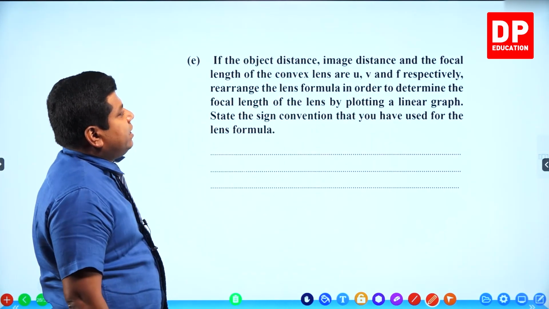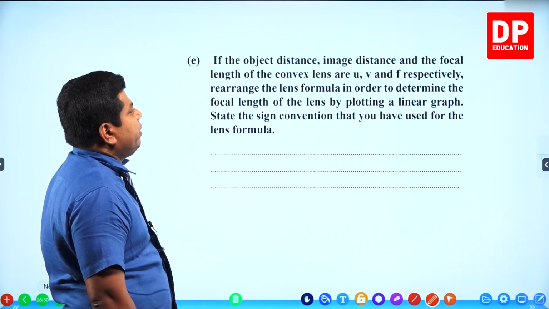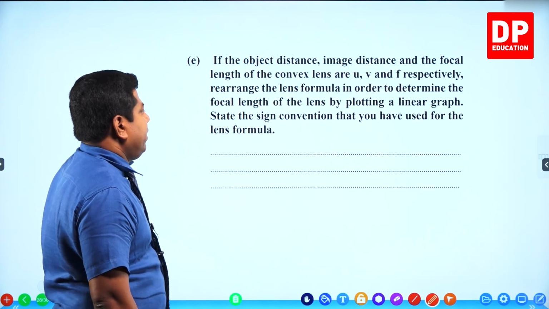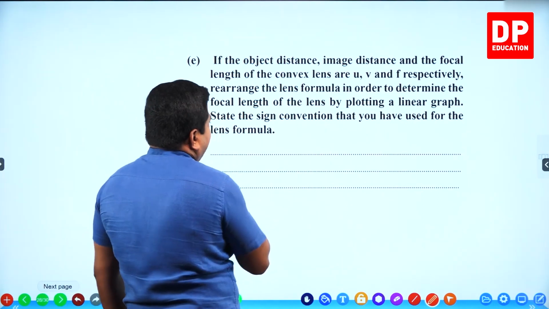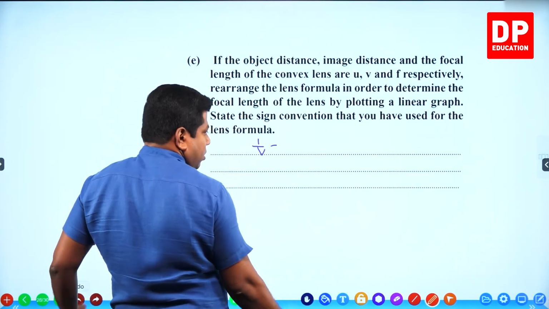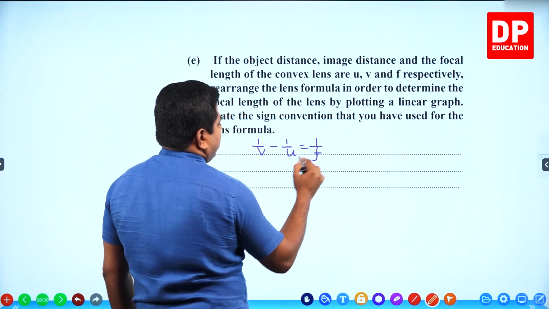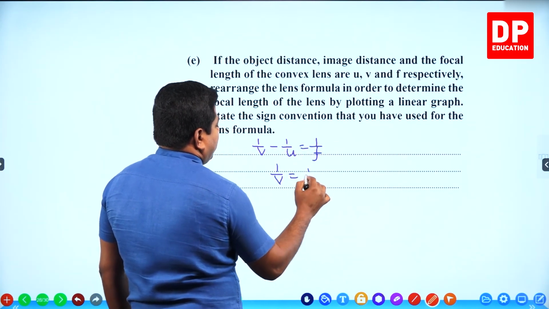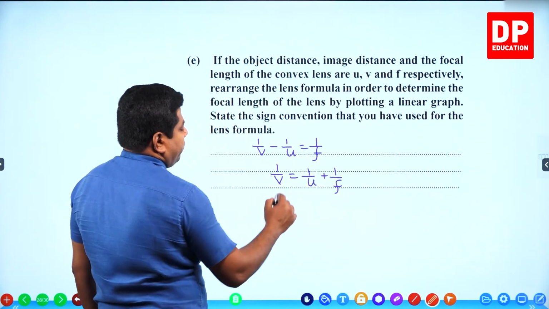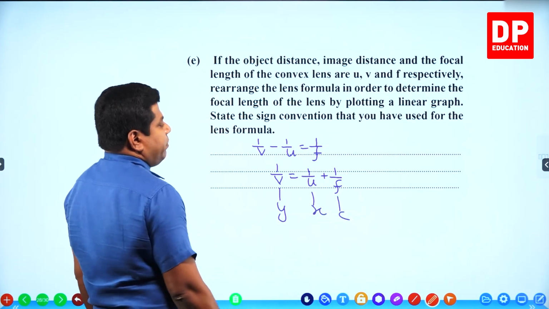The object distance, image distance and focal length of the convex lens are u, v and f respectively. Rearrange the lens formula in order to determine the focal length of the lens by plotting a linear graph. 1 over v minus 1 over u equals 1 over f. 1 over v equals 1 over u plus 1 over f. This will be y, m x, c. y equals mx plus c.